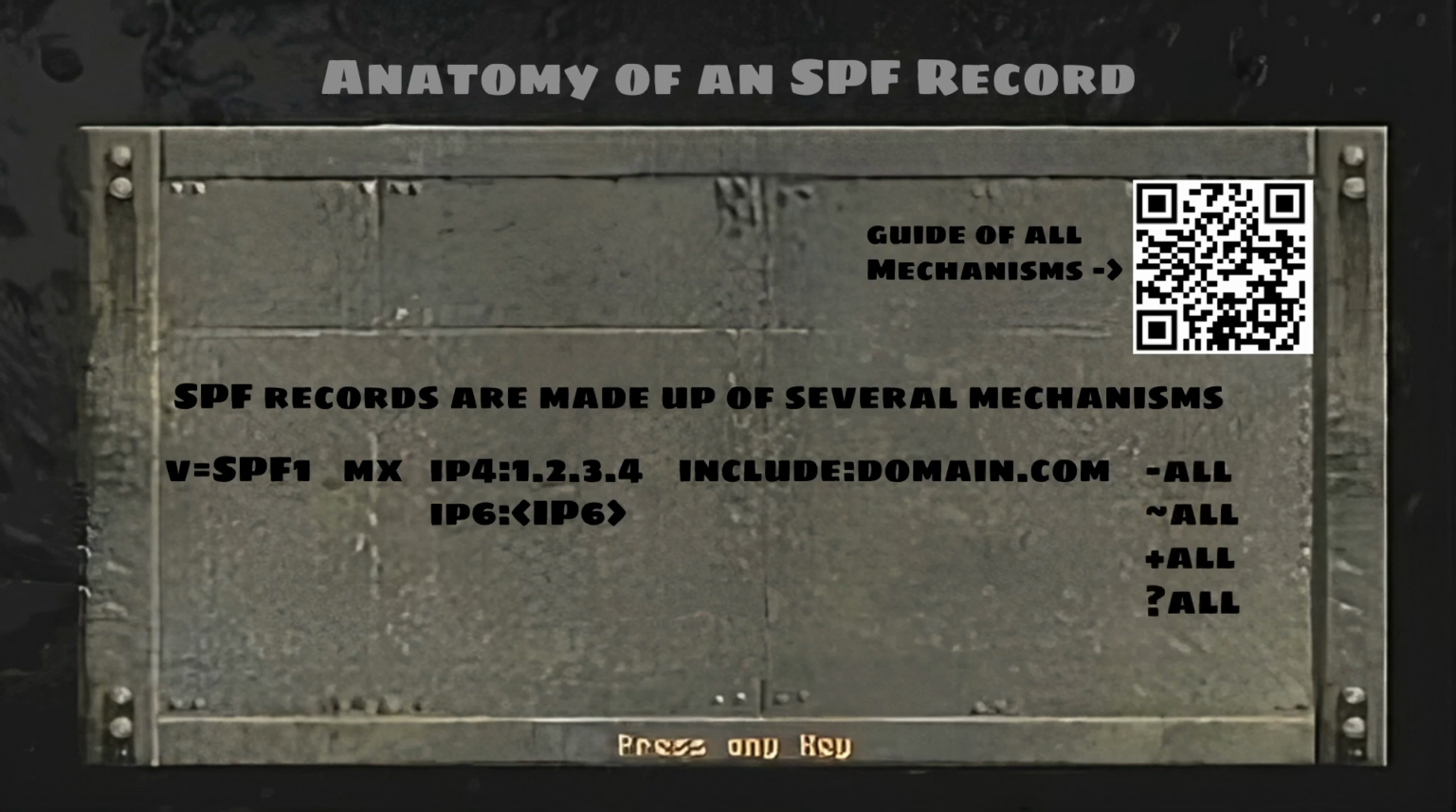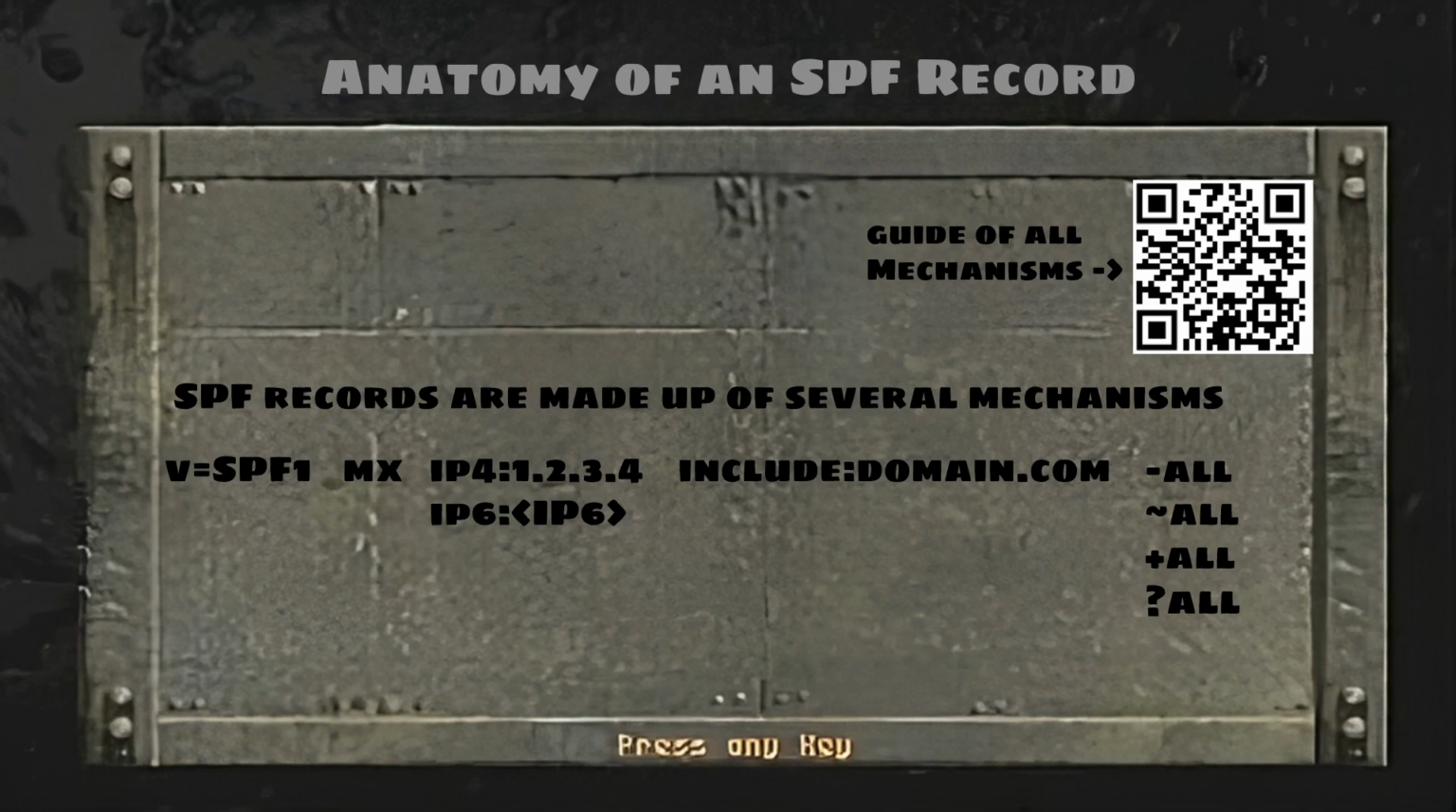And then this last mechanism, which is the all mechanism, tells the emailing server what to do if there is a match. The plus is pass. It'll pass the email. Step back. That mechanism is a catch-all. That catches any email that doesn't match anything else in the SPF record. So if it matches the MX record, it'll pass it through. If it matches the IP4 record, it'll pass it through. If it matches the include as part of the domain.com, it'll pass it through.